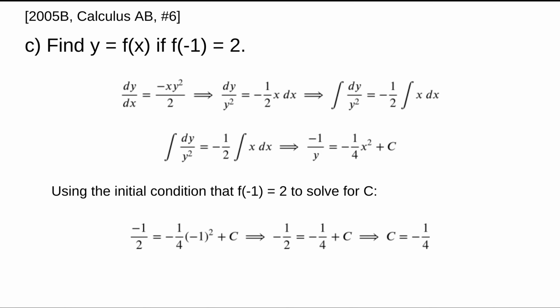All right, now we can rewrite our particular solution using the value of c we just found. So -1 over y is -1/4 x squared minus 1/4. Solving for y, we would get 4 over y is equal to x squared plus 1. Basically, we're just multiplying both sides by -4. That cancels the denominator and the negative sign. It accomplishes quite a bit there. And then solving for y, we get y equals 4 over x squared plus 1.